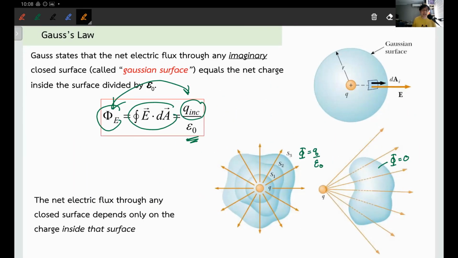Cool. All right, let's take a break first, okay? And then we'll come back and we'll do some applications of Gauss's law. But I think the hard work has been done. The rest is just applications.